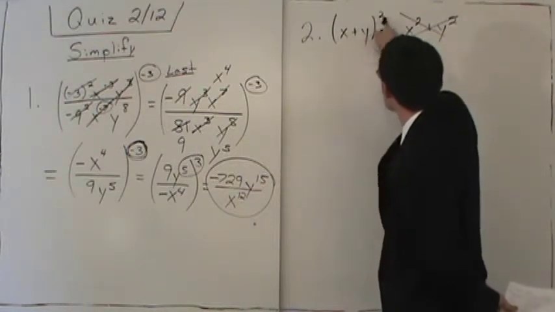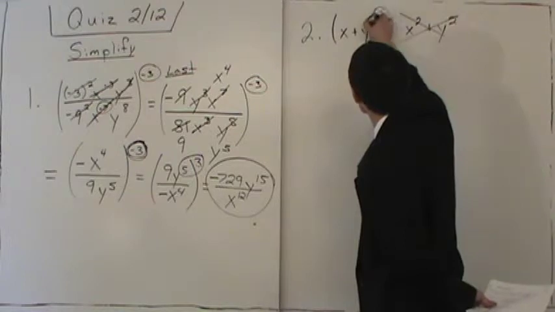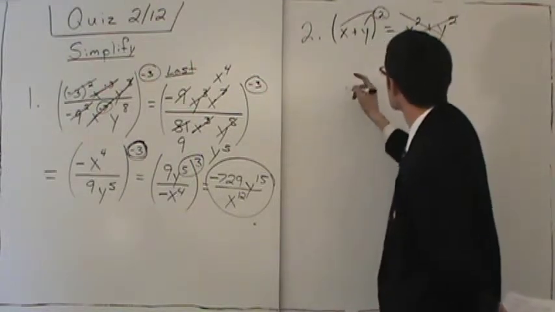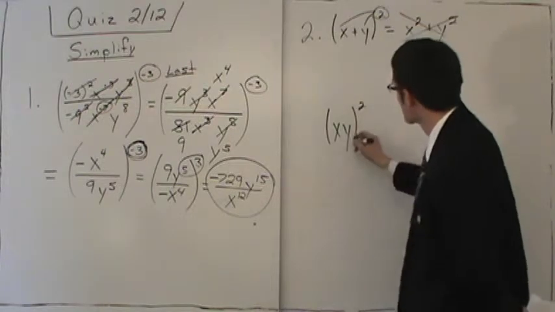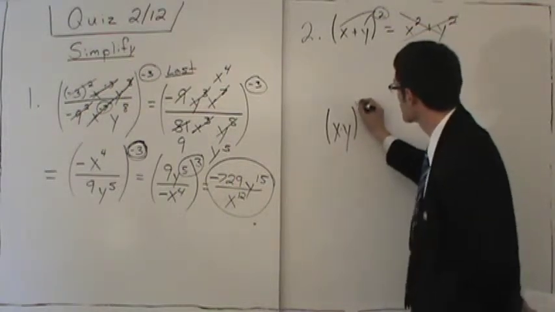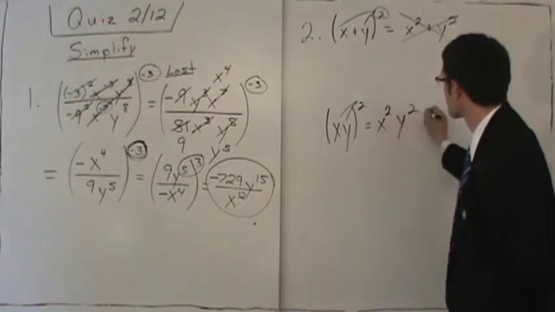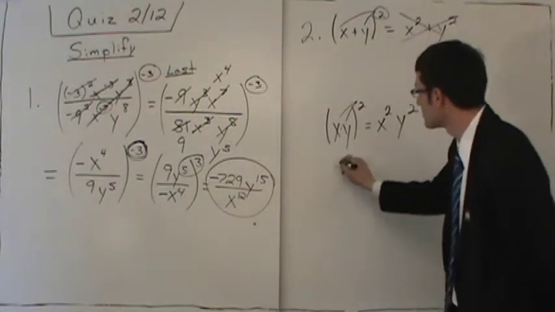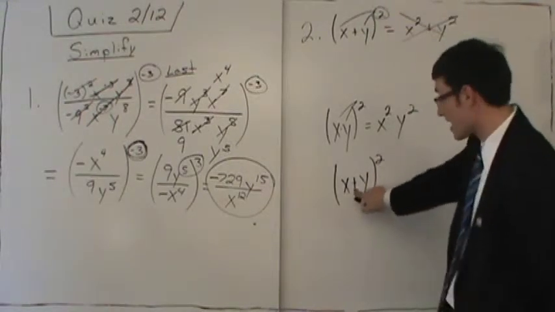Are we squaring the x and squaring the y? Or should I say this: do exponents distribute over addition? No. Okay, let's look at this. If I write xy, quantity squared, notice we have multiplication. Do exponents distribute over multiplication? Yes. We get x squared, y squared. Exponents distribute over multiplication, but with x plus y, quantity squared, exponents do not distribute over addition.